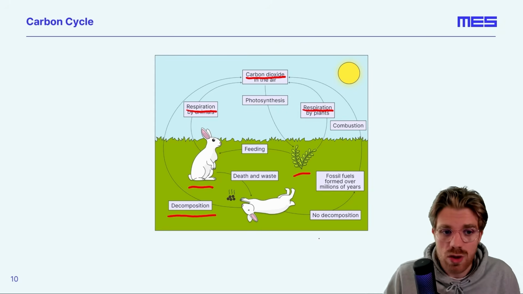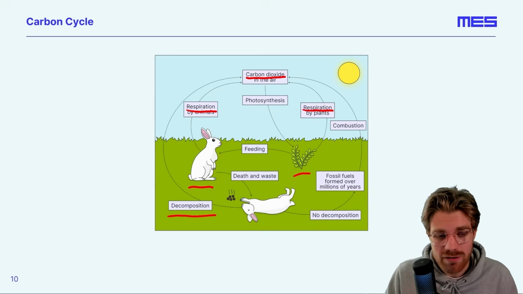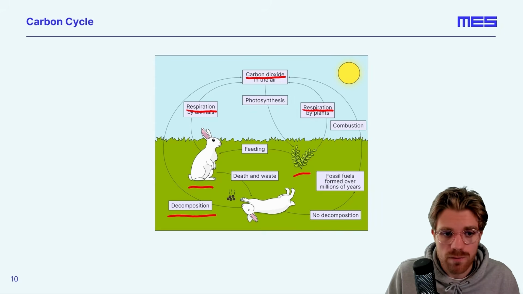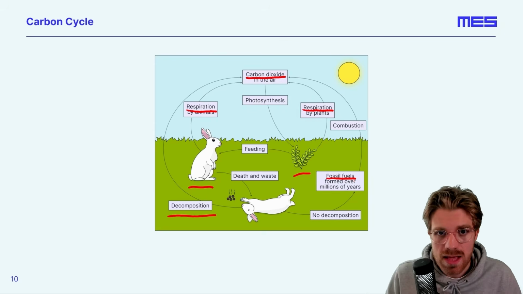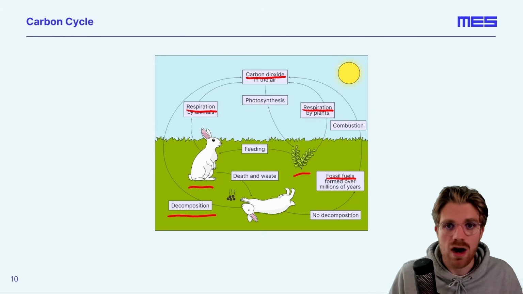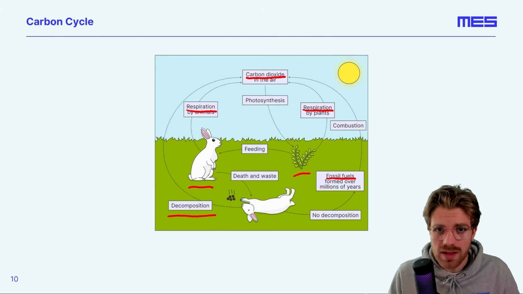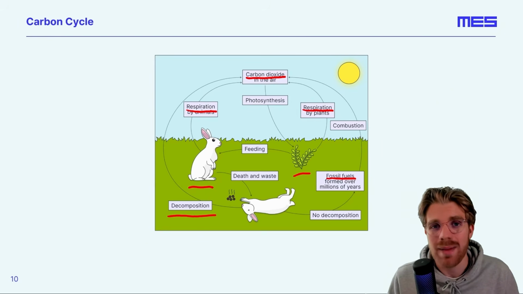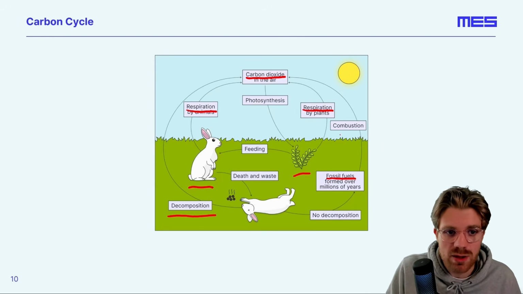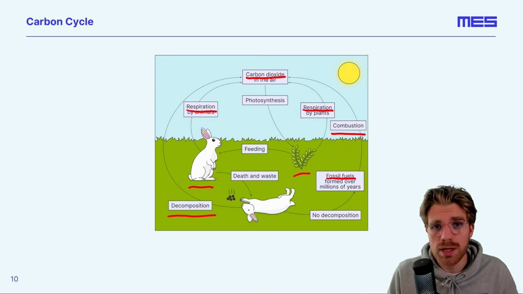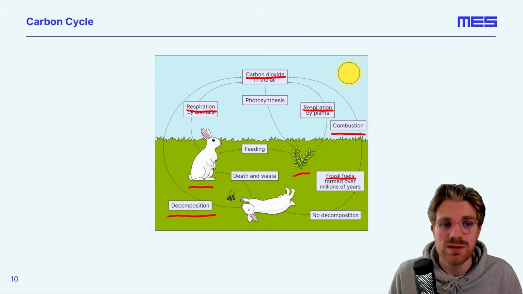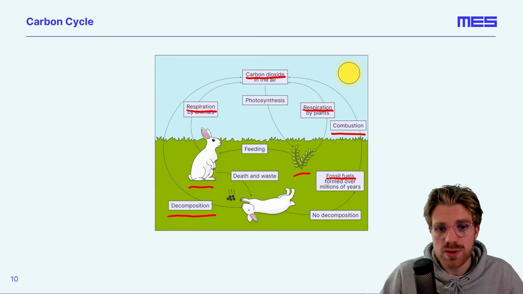If those organisms do not decompose, and this is in very, very rare conditions, they may form fossil fuels. But this takes millions of years. The fossil fuels that we have today are the remains of organisms from millions of years ago. But these fossil fuels are being dug up and they are being burnt. This is a process of combustion. The combustion burns the carbon-based compounds in the fossil fuels and releases carbon dioxide, which contributes to the amount of carbon dioxide in the atmosphere.